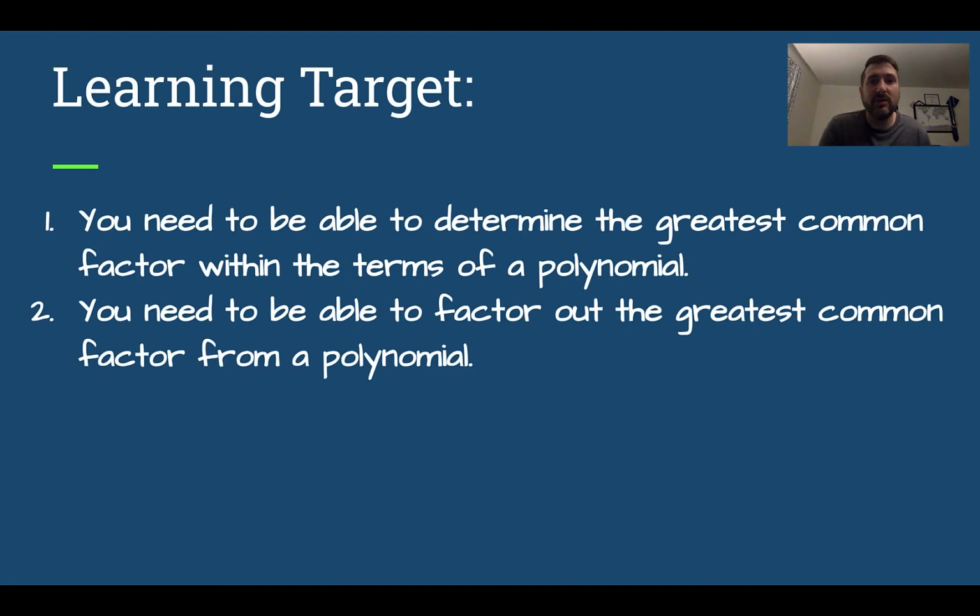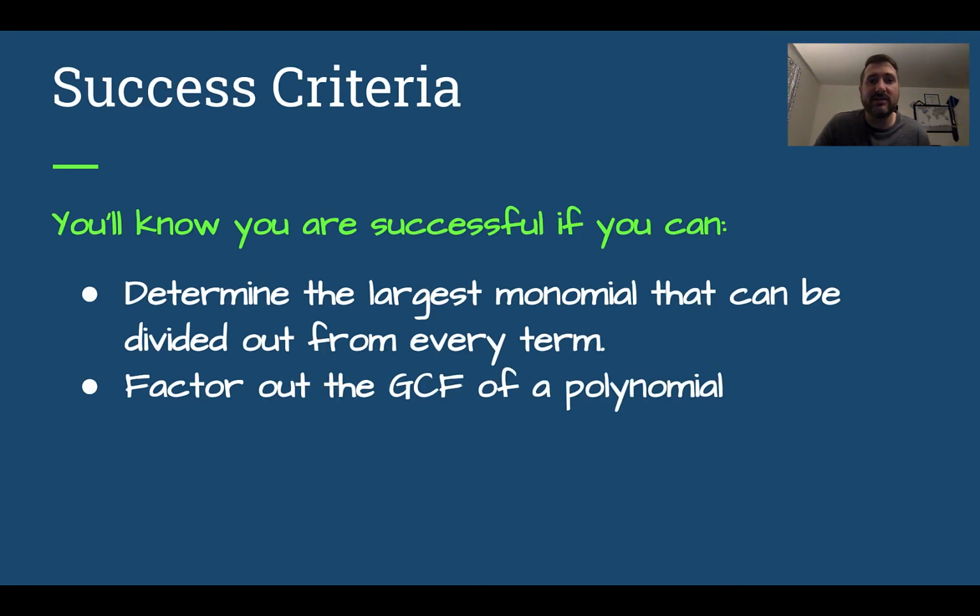After this lesson, you need to be able to determine the greatest common factor within the terms of a polynomial, and you need to be able to factor out the greatest common factor from a polynomial. You'll know you're successful after this lesson if you can determine the largest monomial that can be divided out from every term, and if you can factor out the GCF of a polynomial and write it in the correct form.